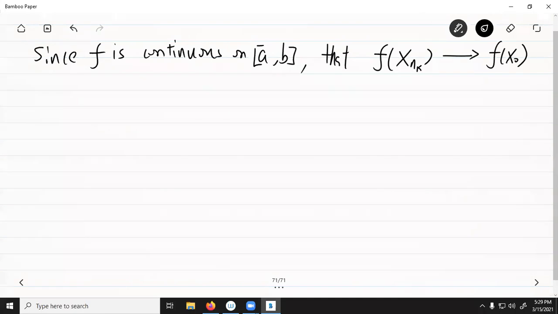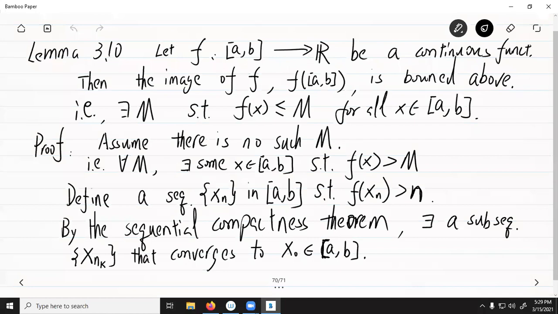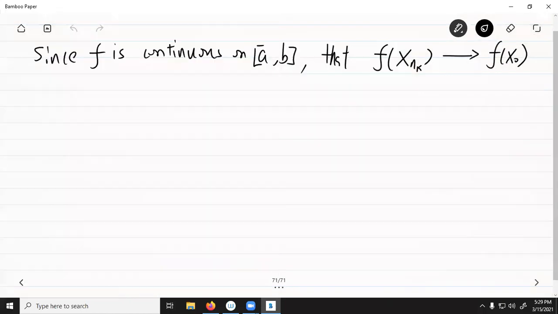But then we have the contradiction. We say that f of xn is greater than n, so it's unbounded, right? Then you say, okay, it's unbounded, but the f values of this subsequence are convergent. So it's bounded, right? So this is the contradiction. A convergent sequence must be bounded, right? If we have a convergent sequence, it must be bounded.